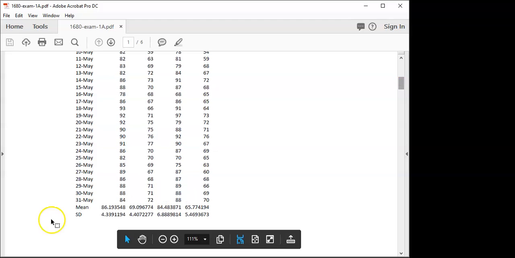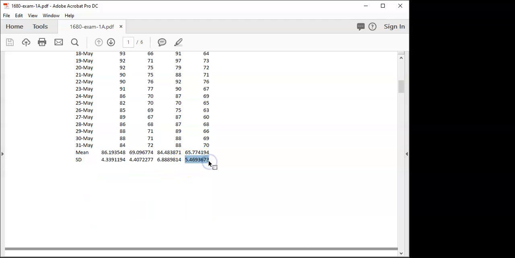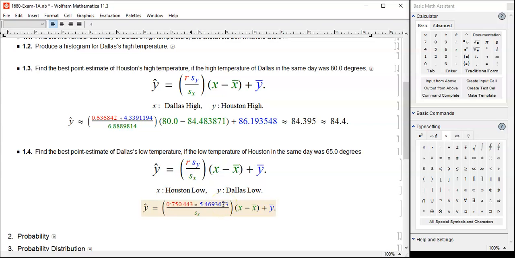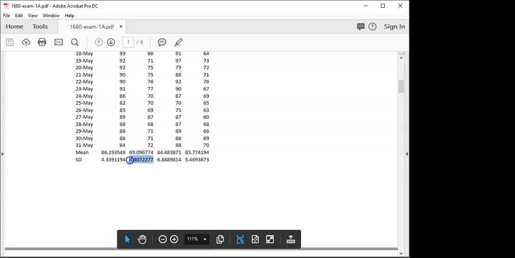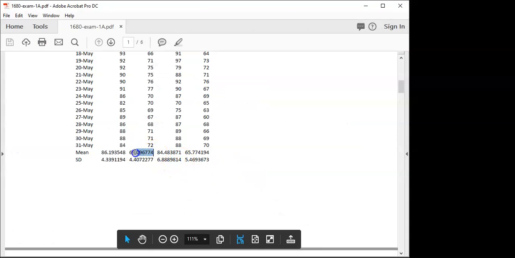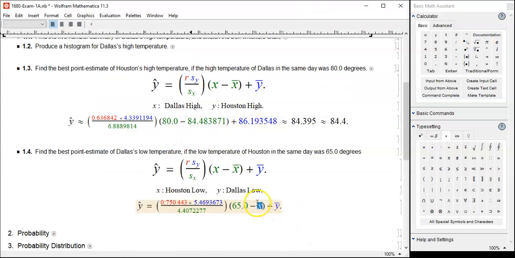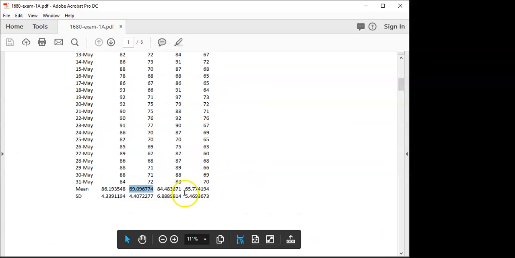And we want to look for standard deviation, but we want Dallas low. Yes, Dallas low. That goes here. And then standard deviation for Houston low. Standard deviation for Houston low. And then Houston current temperature 65.0, and then Houston average. Bar means average. So Houston mean, is this Houston? Okay, Houston mean 69 point something. And then Dallas mean.